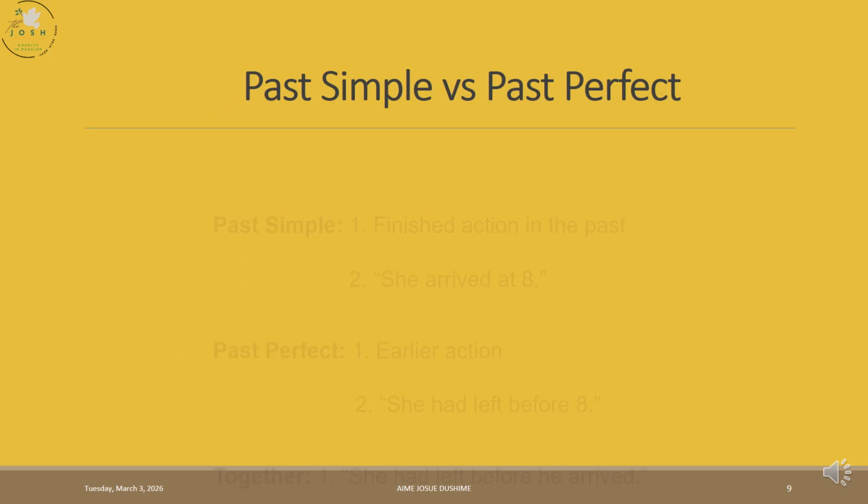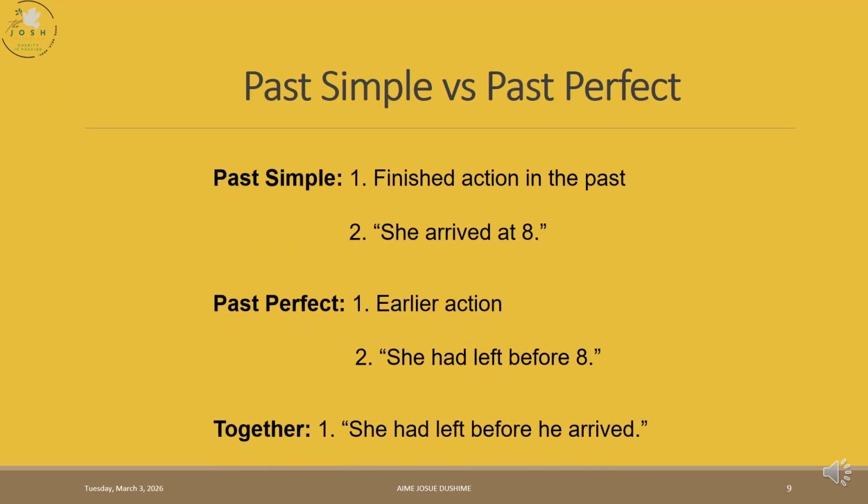Let's see comparison between the past simple and the past perfect. Past simple is for finished actions in the past. Example, she arrived at 8. Finished action in the past. Past perfect is for earlier action. Earlier action means that the first action before this finished action. She had left before 8.